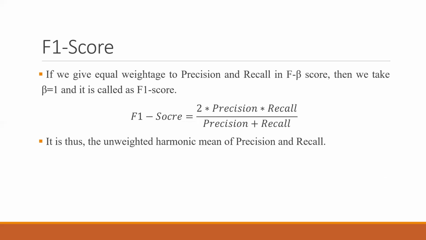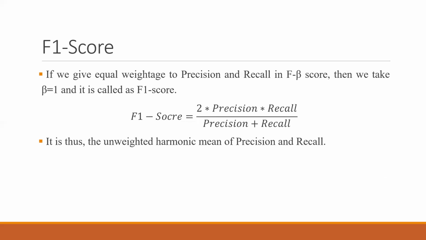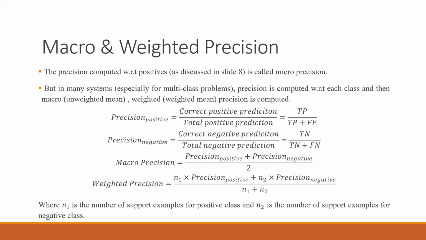So F1 score is again derived from F beta score only. When you put the value of beta as 1, it will be 2PR upon P plus R. So that's what you can see here. In this F1 score, you are giving equal weightage to precision and recall. The ratio of weightage is the same.